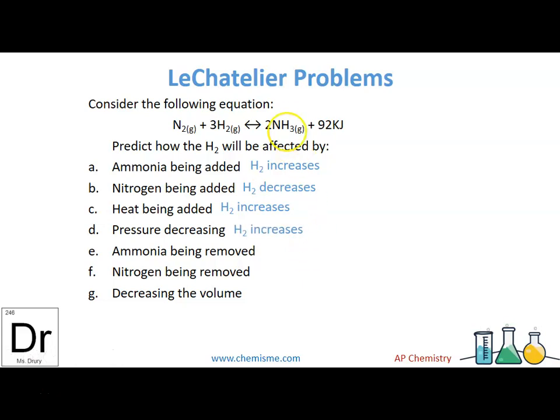Ammonia being removed means that you're going to take out ammonia as it's produced. The reaction will think that there's no ammonia. It will restore the ammonia by using the hydrogen particles, so hydrogen will decrease. If nitrogen's removed, it will need to form more nitrogen. By default, if it forms nitrogen, it also has to form hydrogen, so hydrogen will increase. And last, decreasing the volume means you have less moles because you have less room. Less moles was the right side. In order to make the right side, we're going to use up the 3 hydrogens, and so hydrogens will decrease.